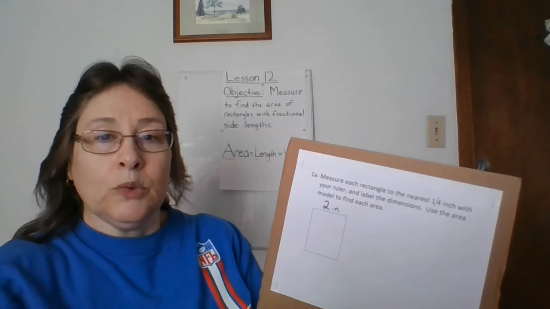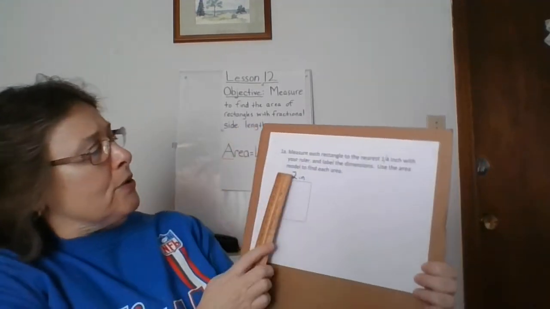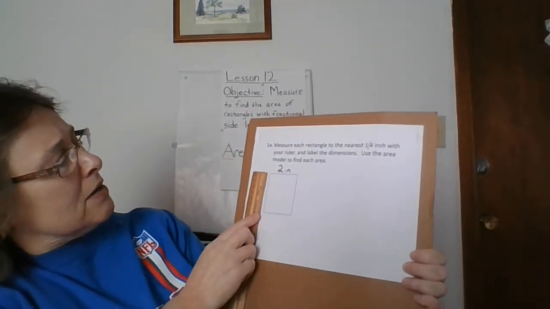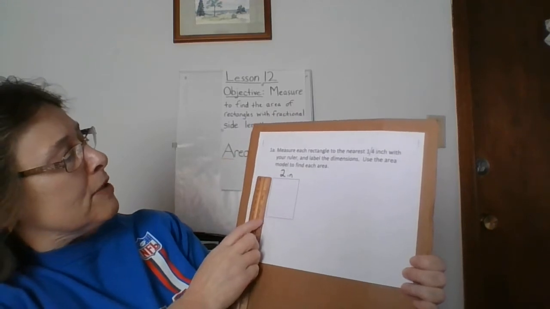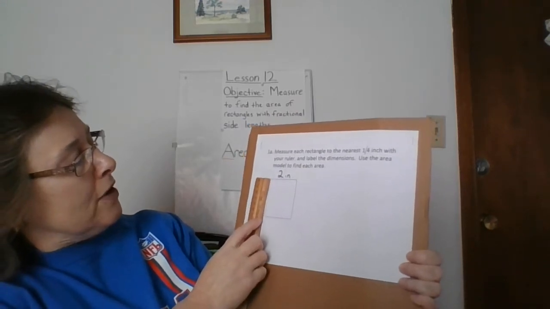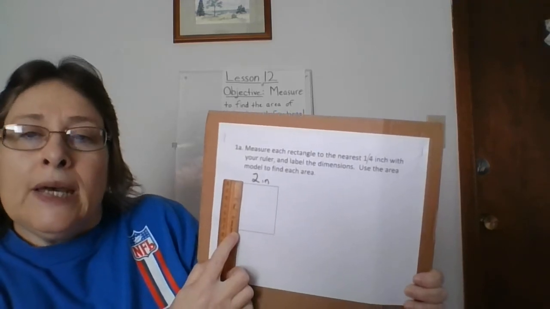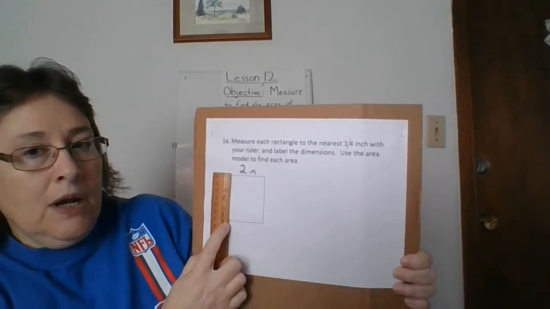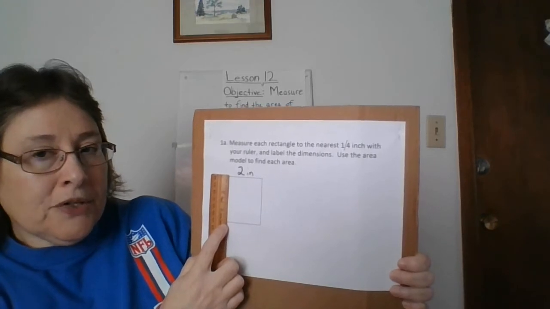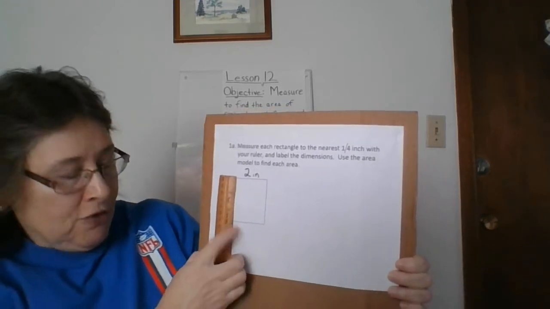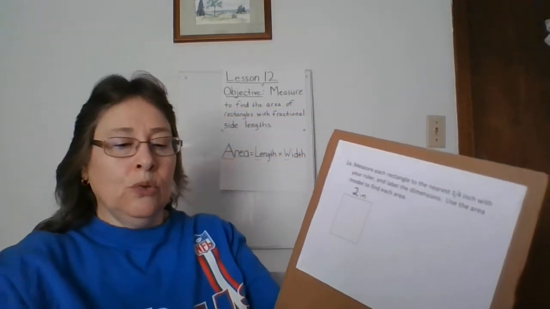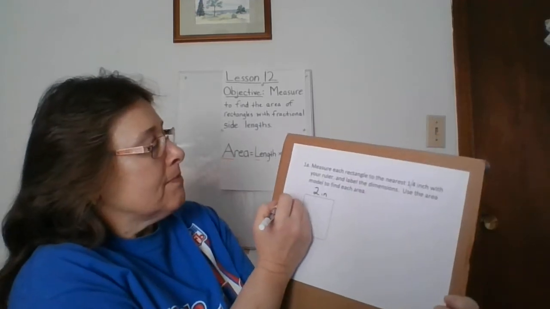Okay, then I take my ruler again. I'm going to measure the width, and if I measure the width, it falls exactly on the 2.5 inches. And remember, 2/4 is the same thing as a half, so I could label it 2.5 inches.